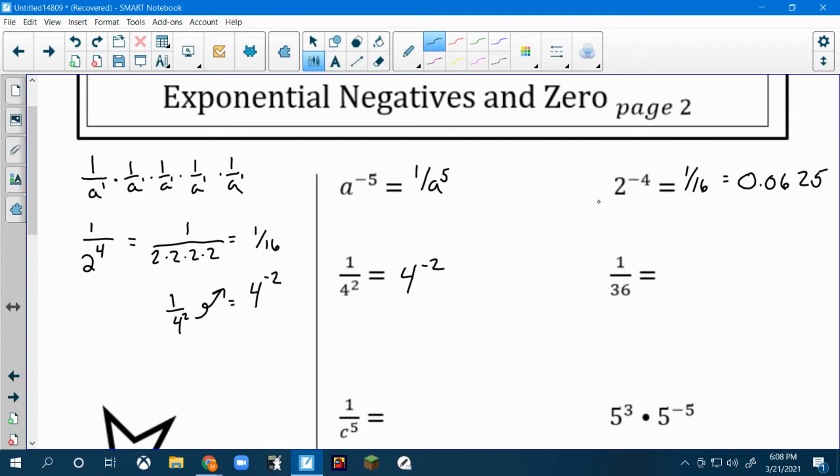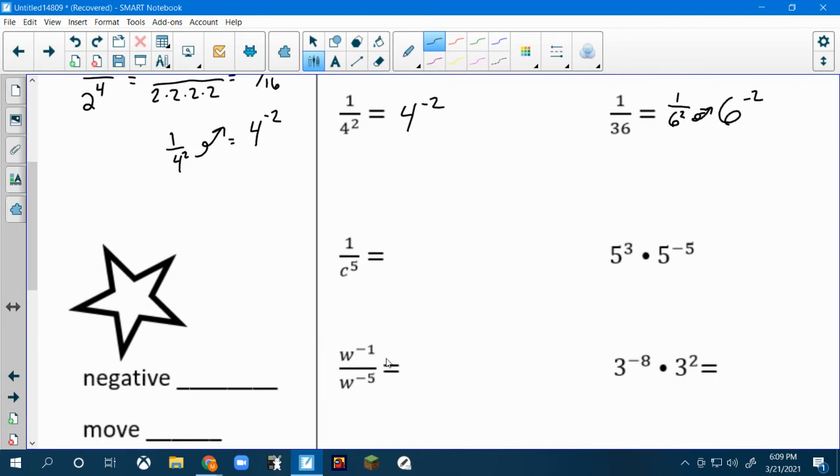Work the next one. First, you need to figure out, okay, what's the exponent here? Well, what times itself is 36? Or how do I get to 36? I can break it out. That's 1 over 6 squared. Which, if I want to make it into an exponent with no fraction, I'm going to do 6 to the negative 2. I flip that fraction over like I did in the previous one, put the exponent and the base on top, and I change the sign to a negative. And we're done. Keep going.